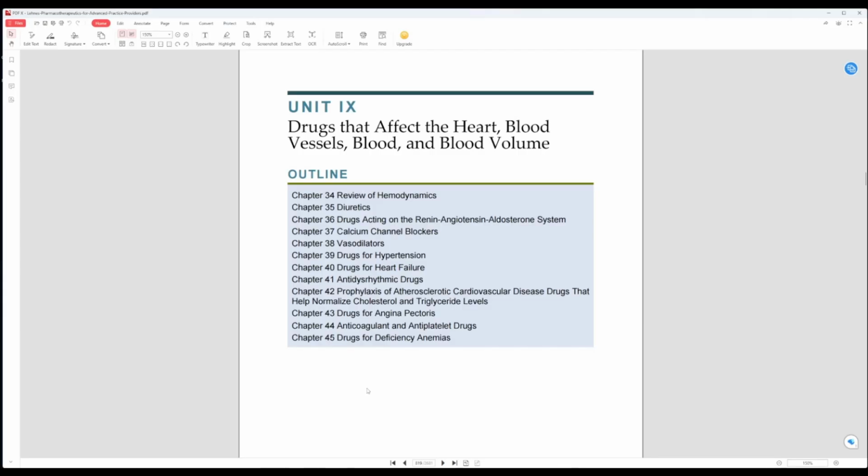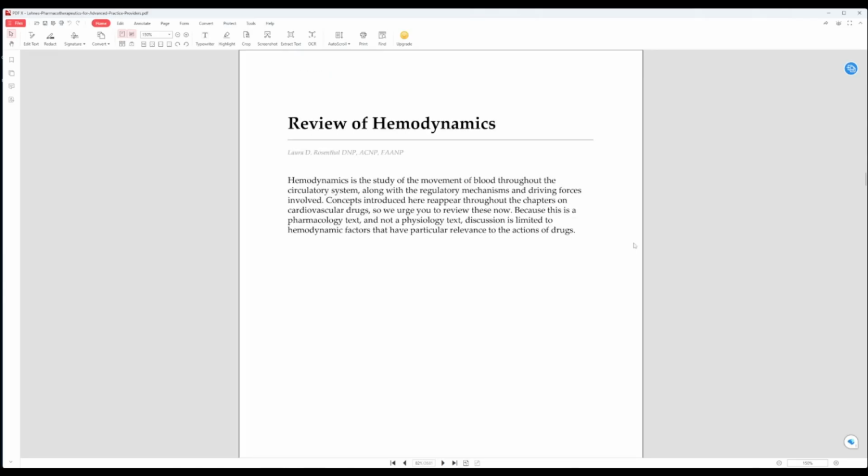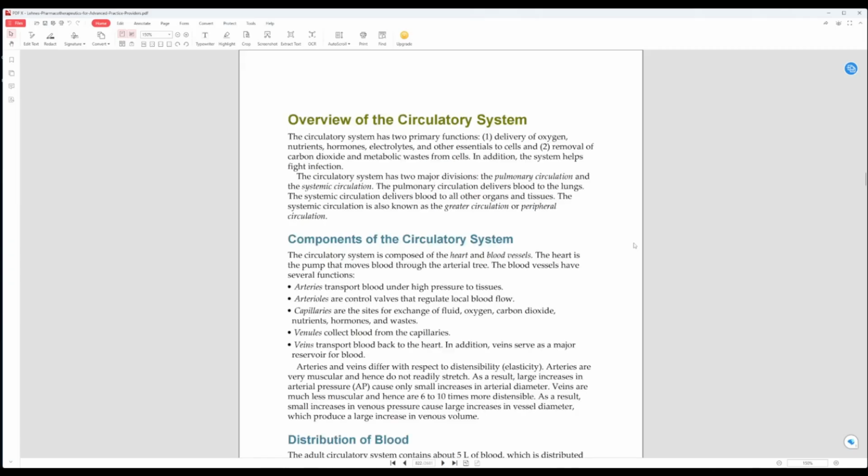Today we'll be talking about Chapter 34, the review of hemodynamics. Hemodynamics is the study of movement of blood throughout the circulatory system, along with the regulatory mechanisms and driving forces involved. Concepts introduced here reappear throughout the chapters on cardiovascular drugs, so we urge you to review these now. Because this is a pharmacology text and not a physiology text, discussion is limited to hemodynamic factors that have particular relevance to the actions of drugs.